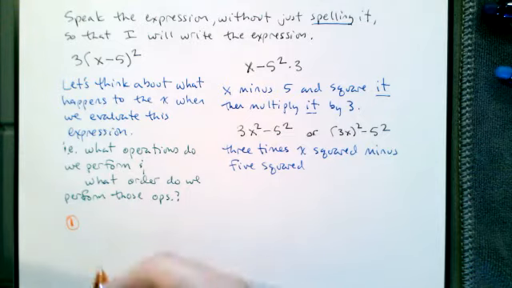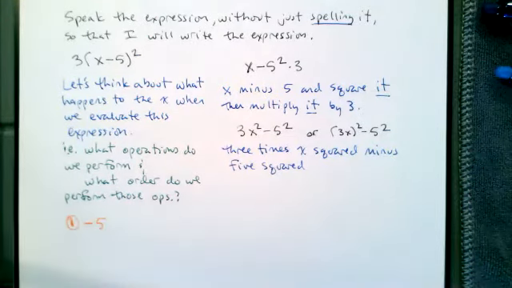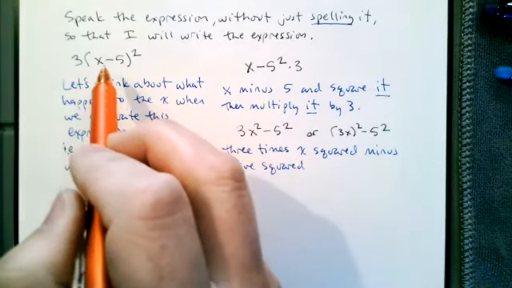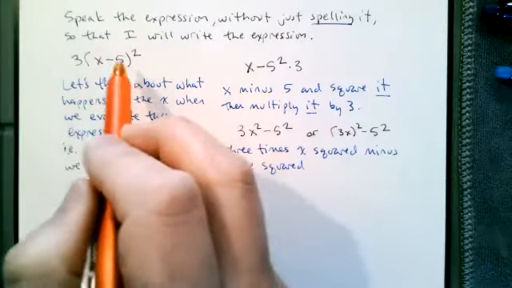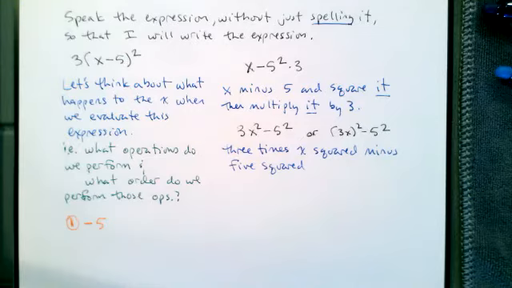Minus 5. So I'm going to say the first thing we do is subtract 5. Excellent. If there's a 12 in here, you think parentheses first. That means do this. The parentheses say do inside here first. So 12 minus 5, that would be 7. So after we have the 7, we've got 3 times 7 squared.